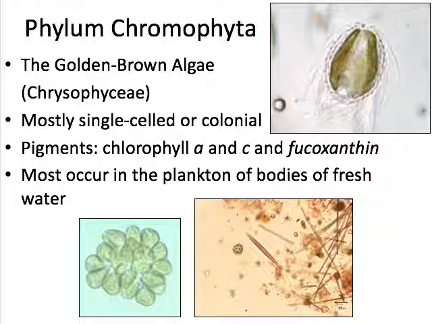The golden brown algae are usually mostly single-celled or colonial. They have the pigments chlorophyll A and chlorophyll C, as well as another pigment class called fucoxanthin. This combination is what gives them their brownish color. Most occur in the plankton of bodies of fresh water. So plankton means it's the floating organisms that are found inside that water.